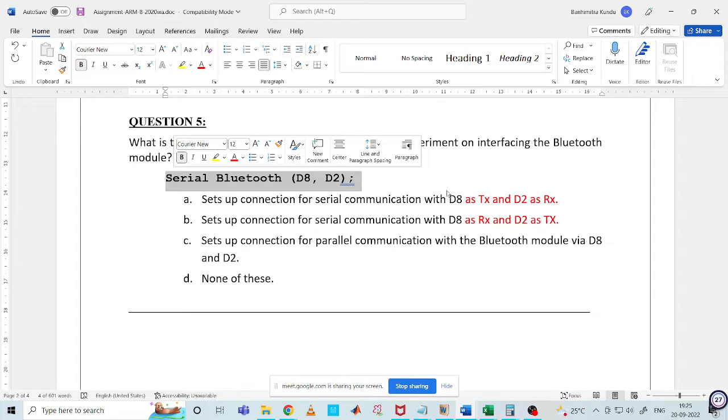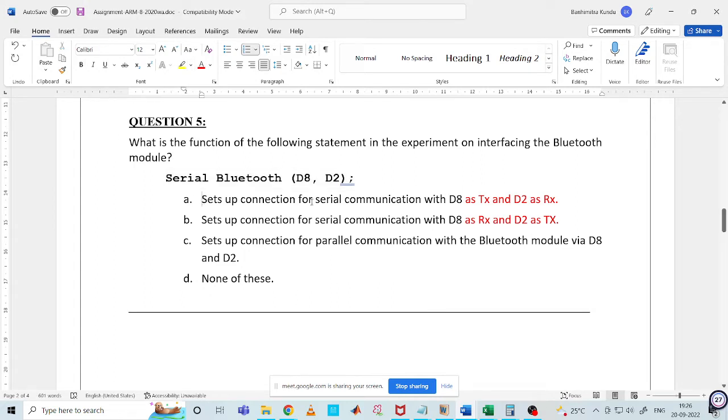Sir, I think it is A. I also feel it is A. But let me check. It is B, sir. Let me check. First is TX and then is RX. I also feel it is A. Just recheck, okay? Because I feel it is A.